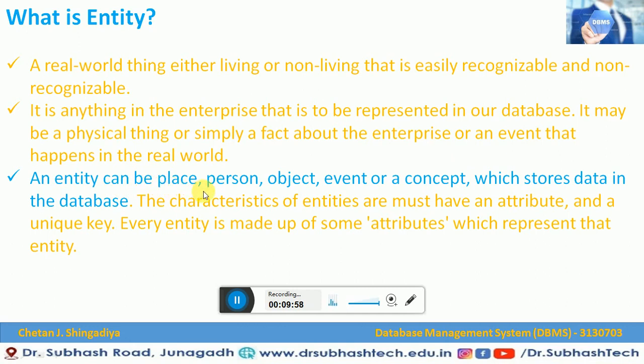An entity can be a place, person, object, event or a concept which stores data in the database. Here I am going to give examples of what kind of entity we can create. The characteristics of entities are that they must have attributes and a unique key. Every entity is made up of some attributes which represent the entity. So friends, this is the basic concept behind entities.